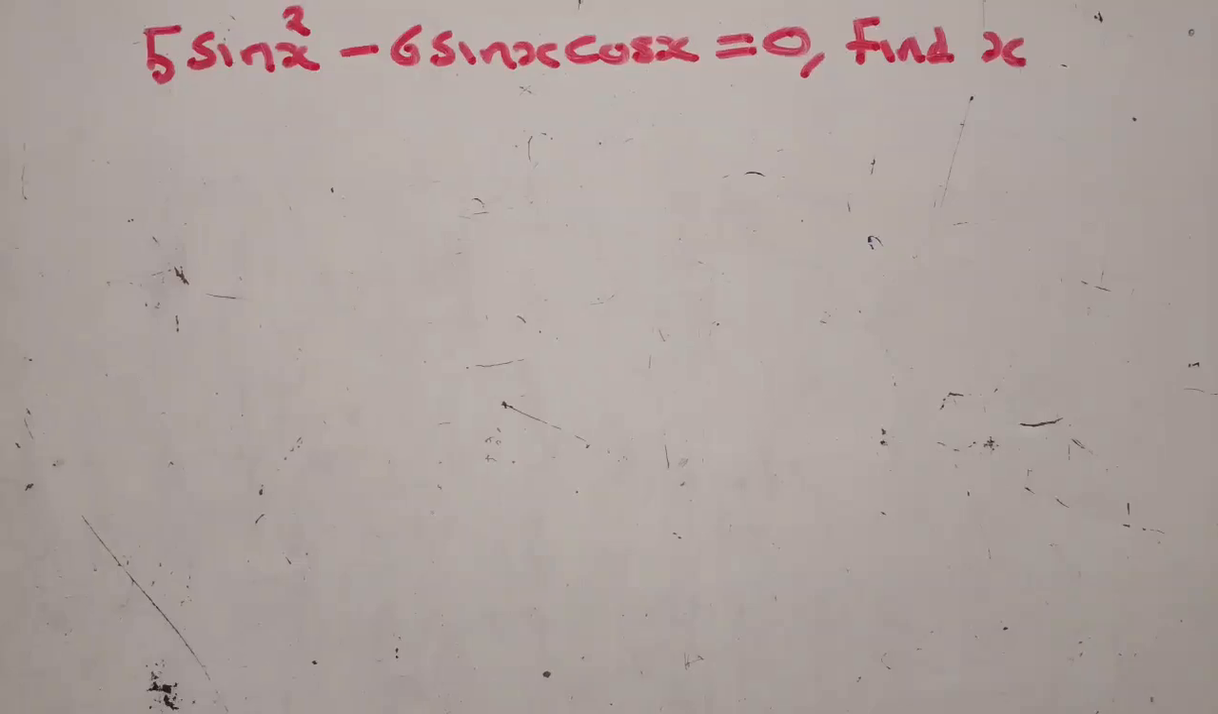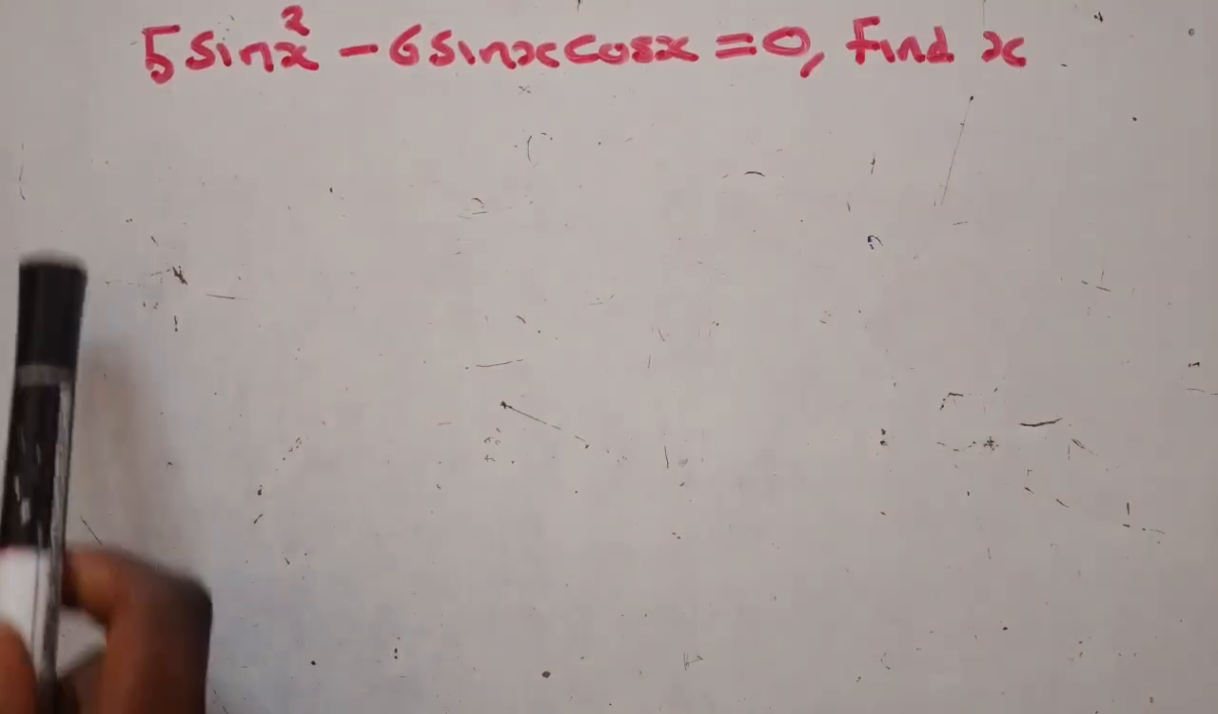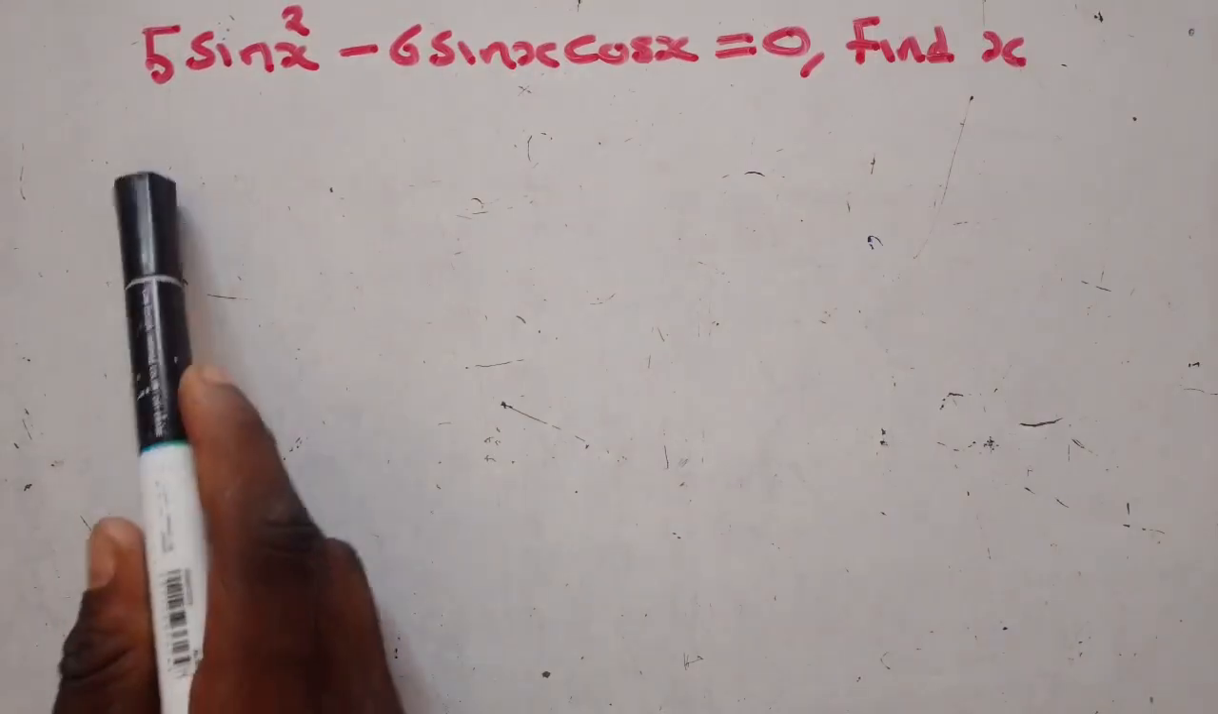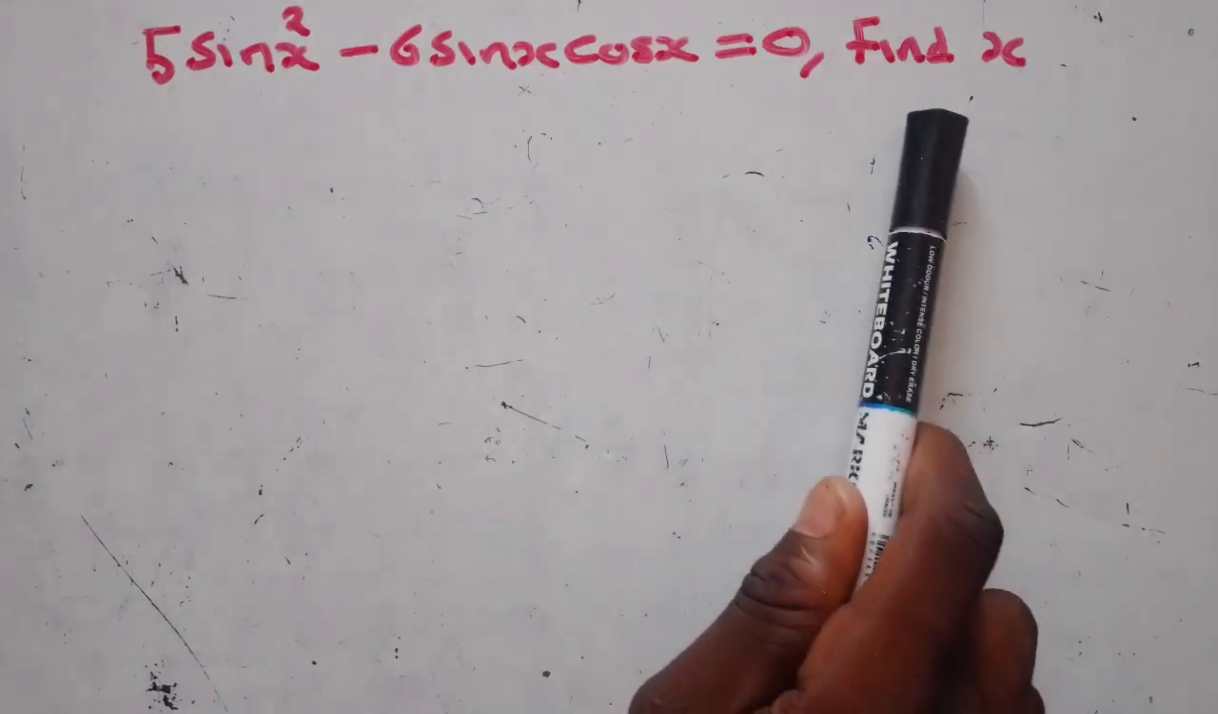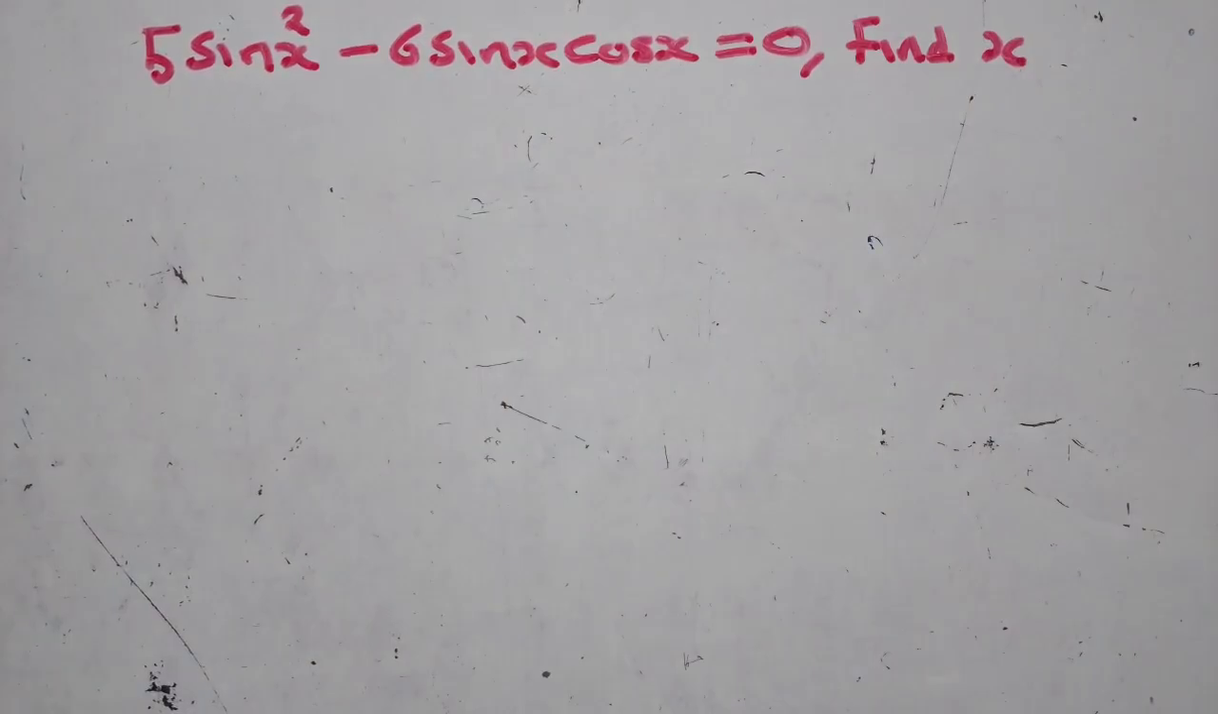Things, we have a question on our whiteboard, and this is the question. The question reads: 5 sine squared x minus 6 sine x cos x is equal to 0, and we have been told to find x. Okay, so let's solve this equation.